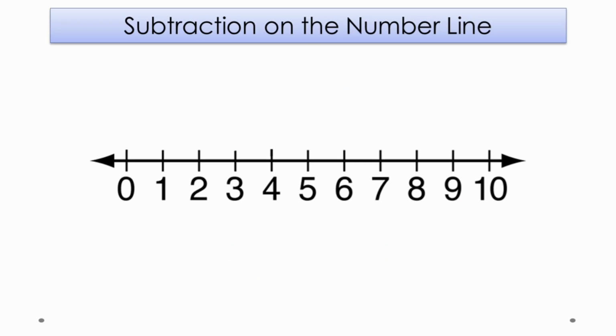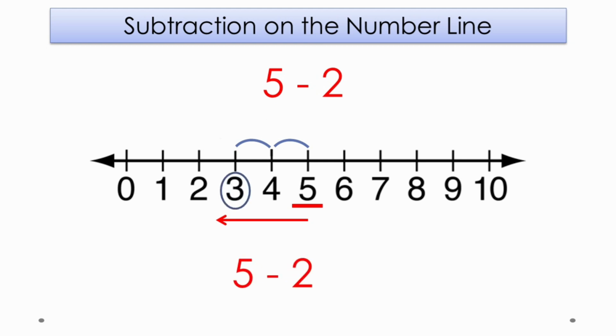Now let's see how we use number line for subtraction. Let's take a simple example like 5 minus 2. We begin from the number 5 on the number line. Now remember that we have to subtract, so we will move backwards on the number line. So from 5, if we move 2 spaces backwards, we reach 3. So we get the result of 5 minus 2 as 3.